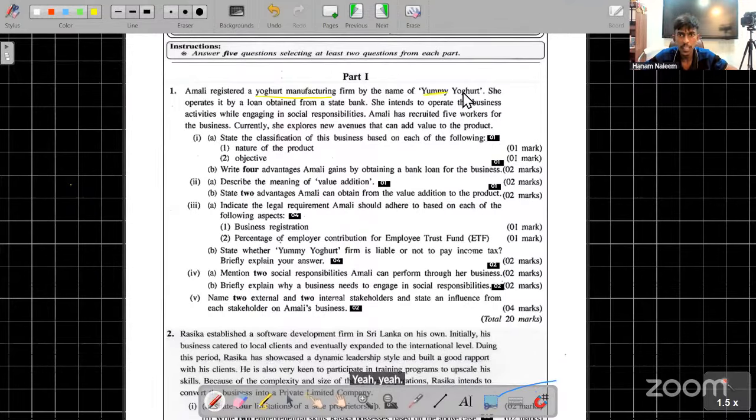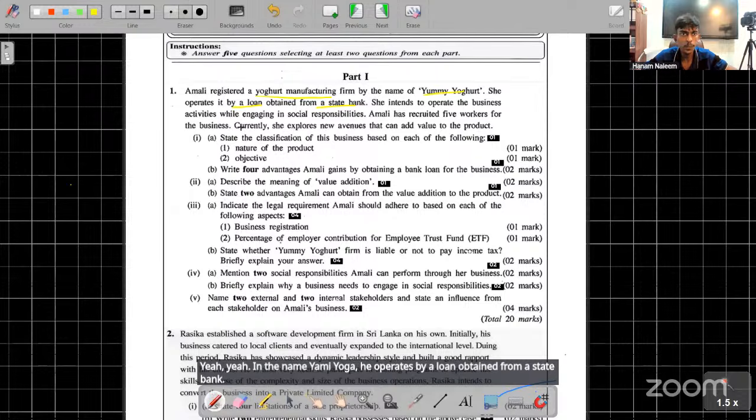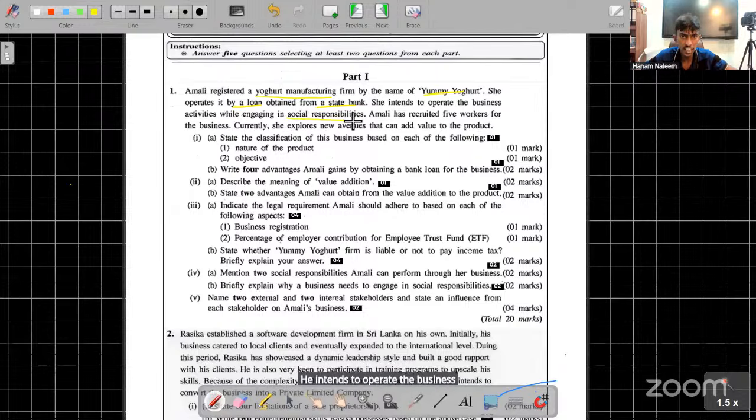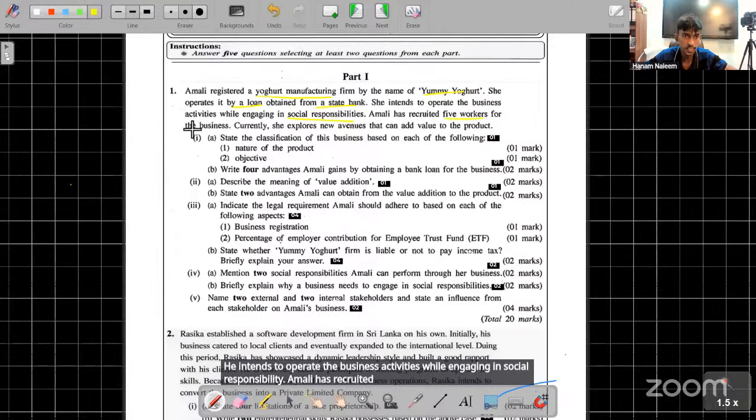Badunisa, in the name Yummy Yogurt. He operates it with a loan obtained from a state bank. He intends to operate the business activities while engaging in social responsibility. Amali has recruited 5 workers for the business. Currently, she explores new avenues that can add value to the product.